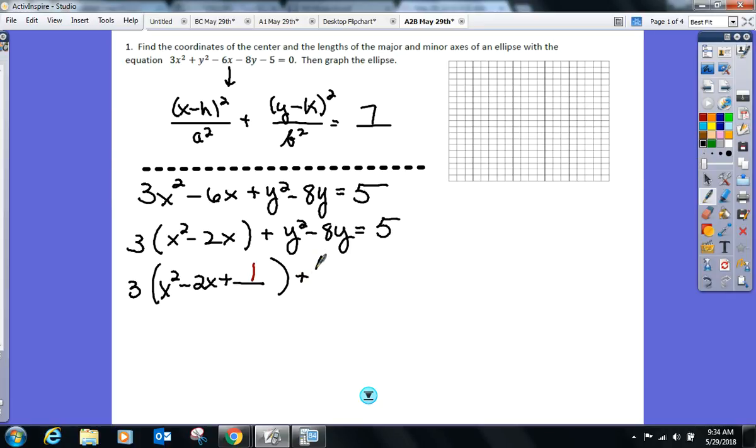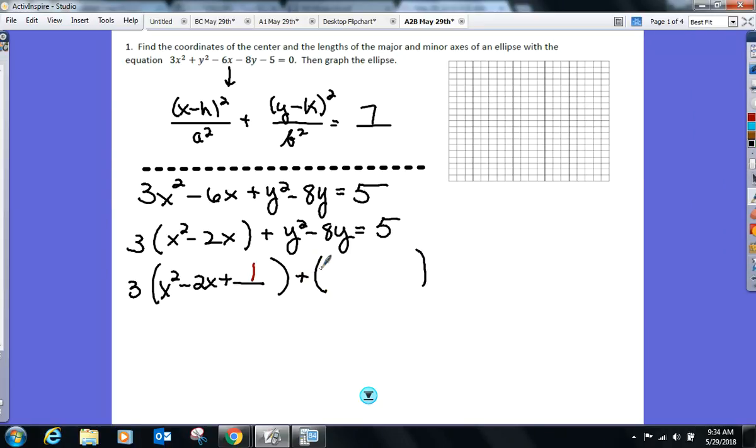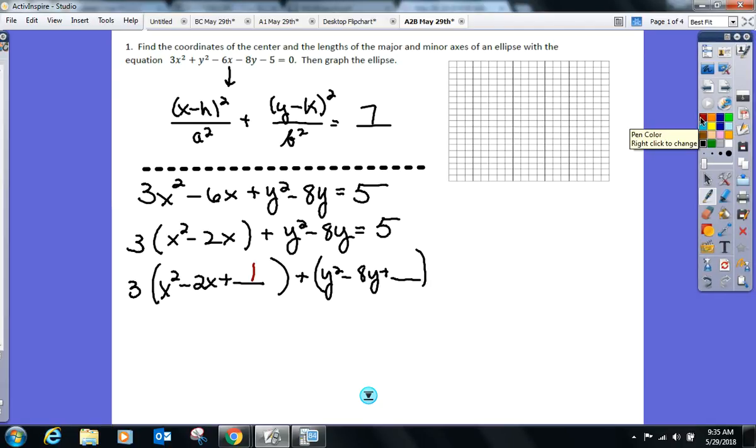Plus, do the same exact thing for the y's now. Y squared minus 8y plus, now find that number I'm going to add on. Same thing. Everyone ready? In your head right now. Don't yell anything out. Take half that b value. Everyone got that number in your head? Half of negative 8. Square it. What am I adding?